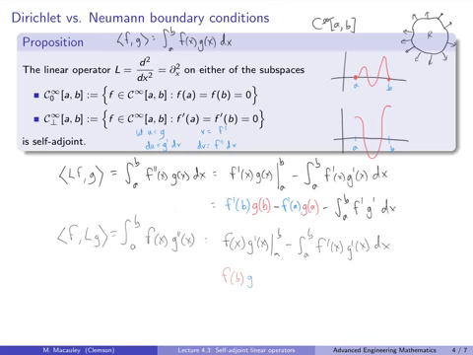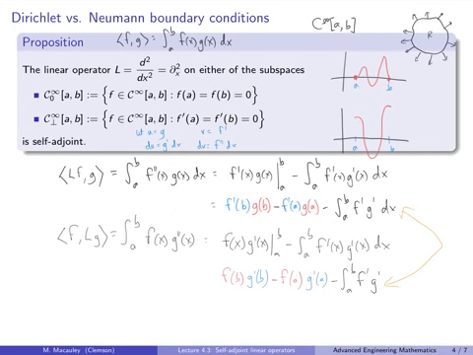we get f of b, g prime of b, minus f of a, g prime of a, then minus the integral from a to b of f prime g prime. Okay, so what I want you to do now is compare these two things. I claim they are equal.